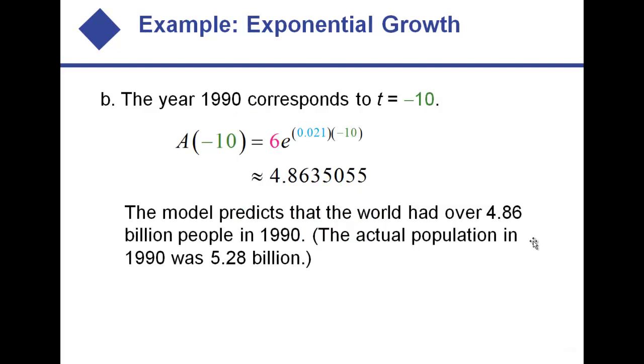If we work backwards now to get to 1990, that's 10 years before the starting point, so we're plugging in a negative 10. Everything else is still the same, and we get that the population in 1990 should have been 4.86 billion people. The actual population, by the way, was 5.28, so you can see that our model is not too far off. I mean, you might think that's a big difference, but for this kind of simplistic model, it's pretty good. And those are the basics you need to know about exponential functions.